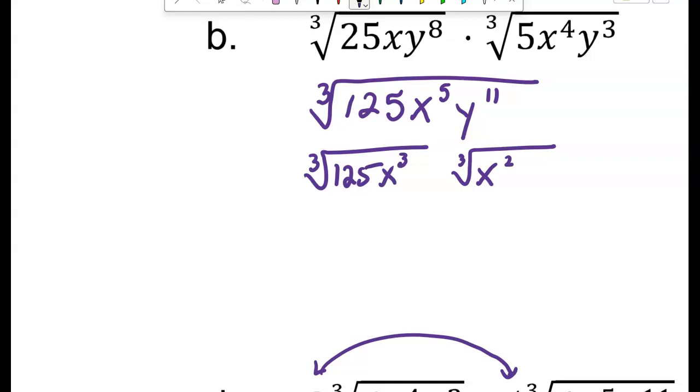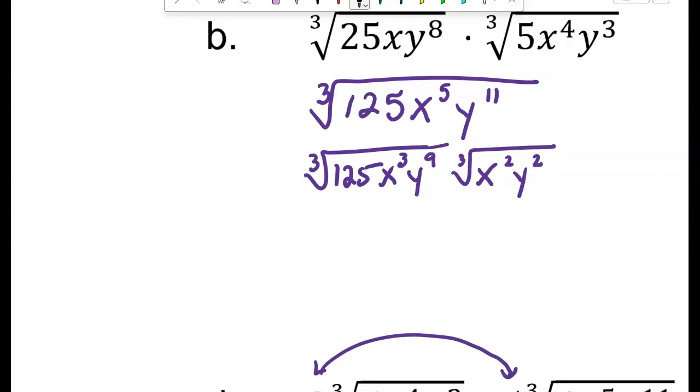Cubed. Now, y to the 11th. I really want that to be a y to what power? 9, which means I had to take out what? Y squared. 9 plus 3 would be 12. Divisible. So we have our y squared. Now, here's the cool part. Do I have to do anything with this one over here? No, because there's no cubic roots of any of those. But now we just have to get our values below.